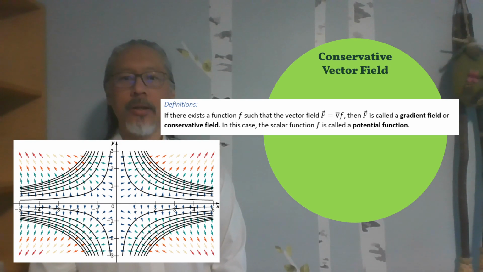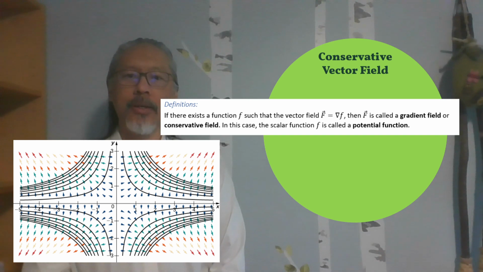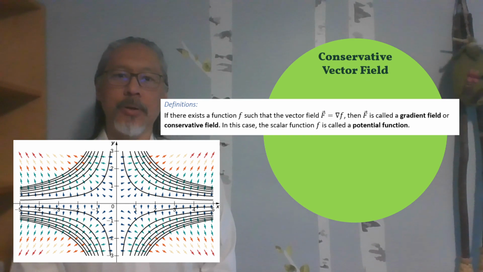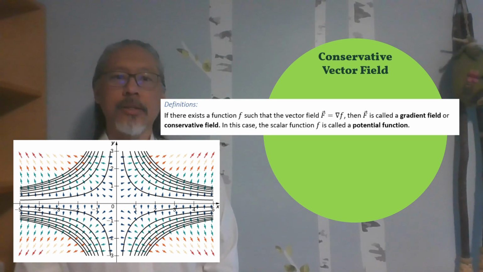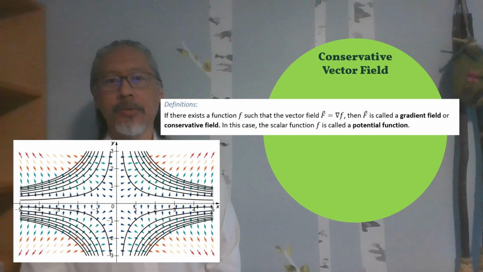One geometric aspect of a gradient field is that if you were to draw the level curves, we know that the gradient is perpendicular to the level curves, so the vector field will be passing through those level curves in a perpendicular way. So we'll study these conservative vector fields, and they'll play an important part in one of the first theorems that we're going to study.